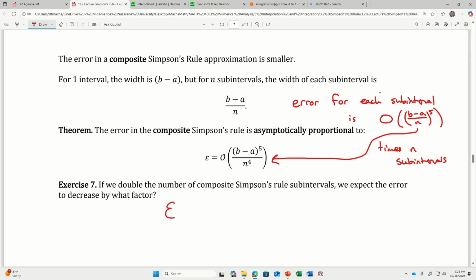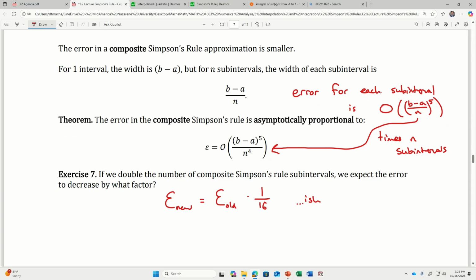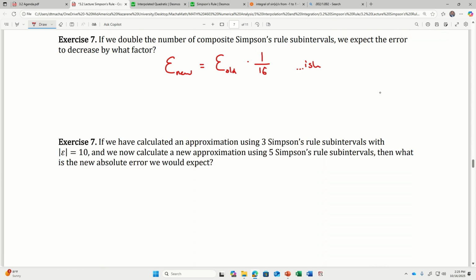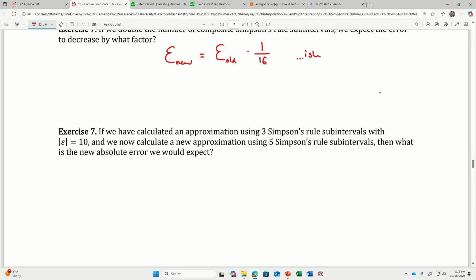The new error is going to be the old error times 1 over 16. Ish, right? Because this is what happens asymptotically. There's other terms in the error expansion that we're ignoring, but it's close to that. So the right answer is we expect the error to decrease by a factor of 16, or you could write the factor of 1 over 16, as long as you know that the error is decreasing.